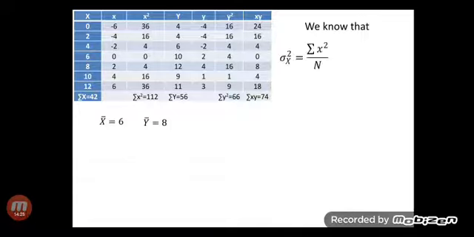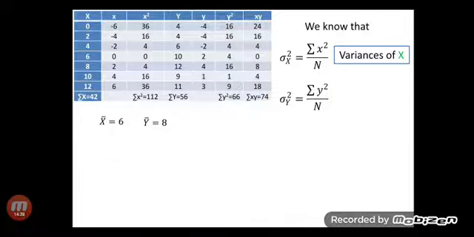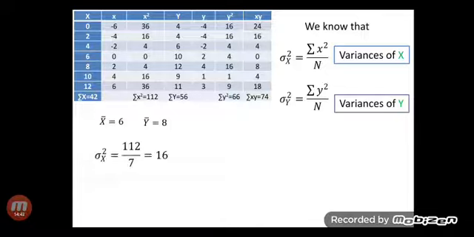We know the variance of x, that is sigma square x, and this is the variance of y. Now variance of x, that is sigma square x, is equal to summation x square by n, that is summation x square 112 divided by 7, which is equal to 16. So the variance of x is found as 16.